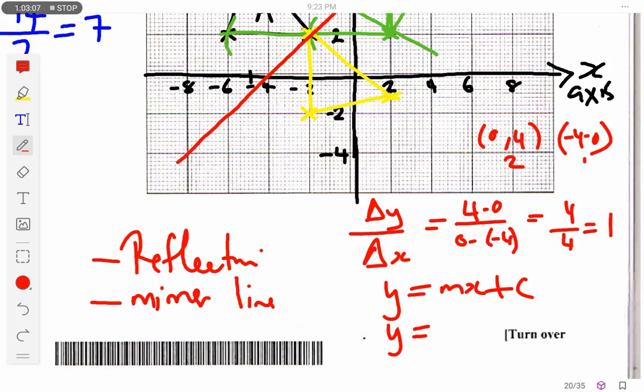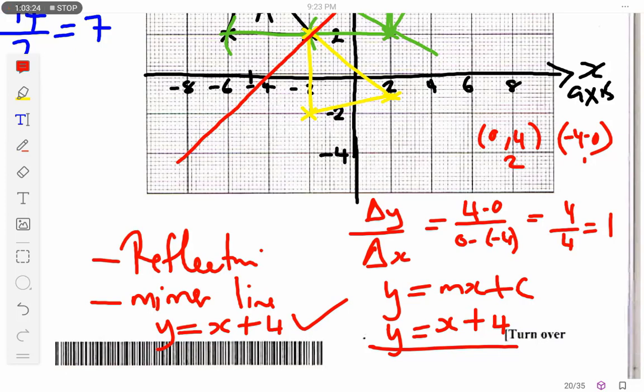So I can just say this is equal to x plus, because it's cutting the y-intercept at 4. So I can say y is equal to x plus 4. So the mirror line we can say is y equals x plus 4, like that. Then you are done describing fully.